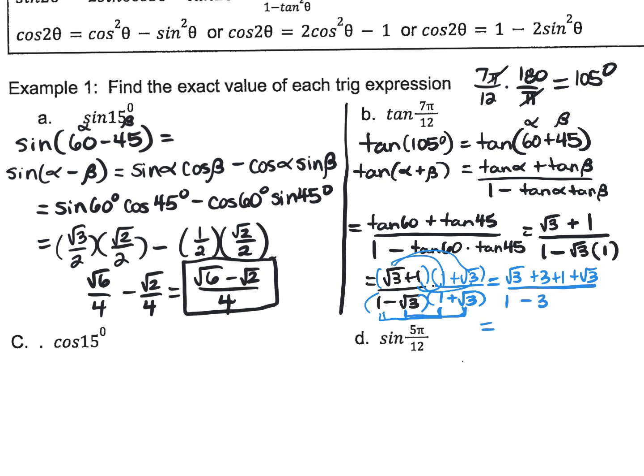So we finish this out. We get root 3 plus root 3 is 2 root 3, 3 plus 1 is 4, divided by negative 2. So now, everything can have a 2 come out of it, can it? A negative 2? So negative root 3 minus 2 is our final answer.